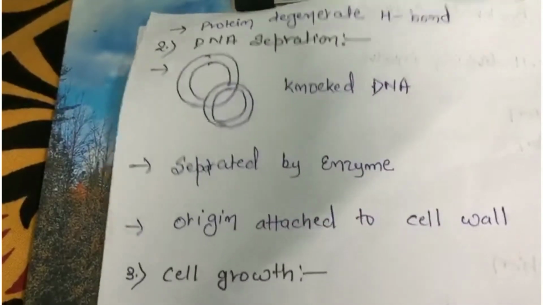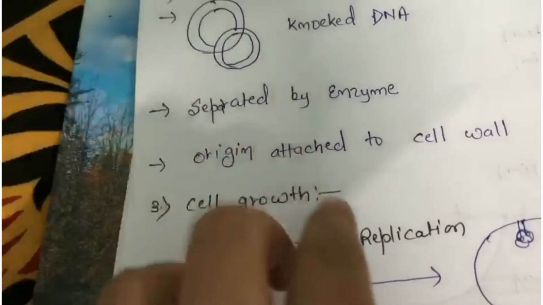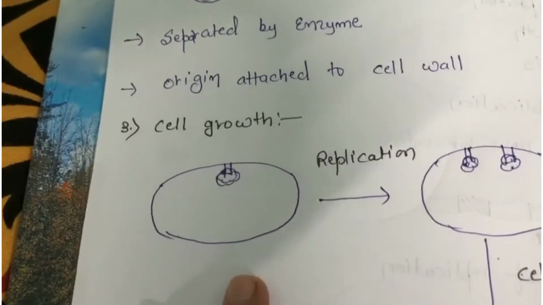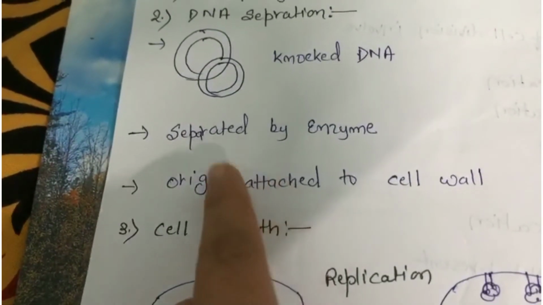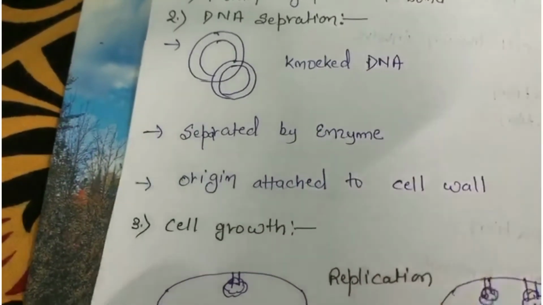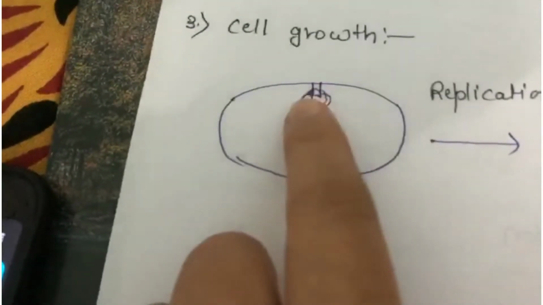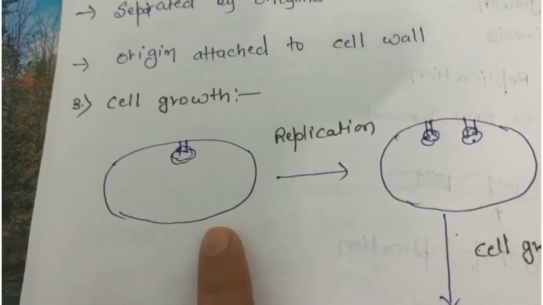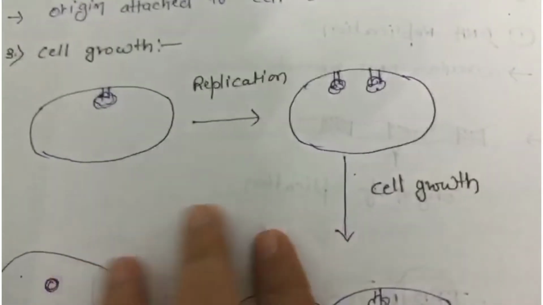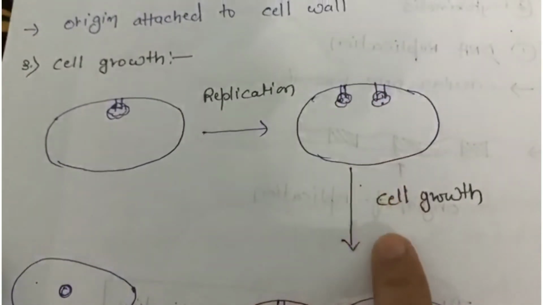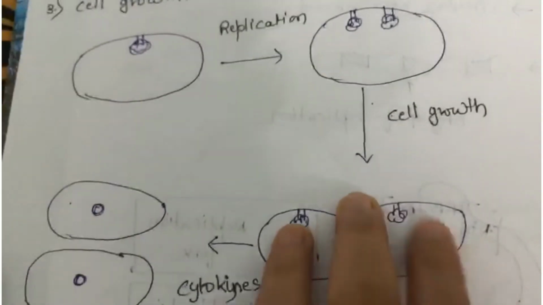In the second step, DNA separation, they are knotted, so they will be separated by an enzyme, and then the origin is attached to the cell wall. So this DNA will attach to the cell wall and the next process will start, that is cell growth.